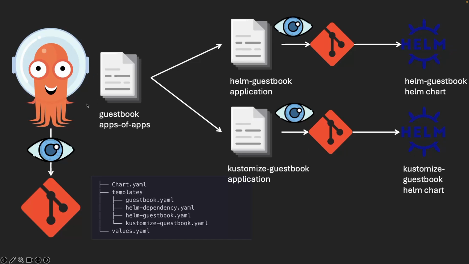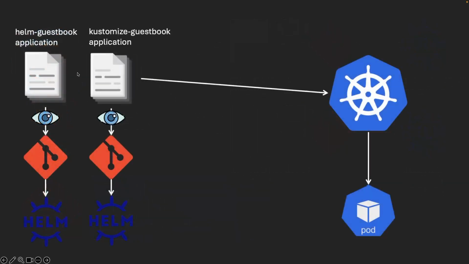It's just observers that monitor the difference between the desired state in the Git repository and the live state in Kubernetes clusters. And these apps of apps monitor the definitions of these applications. So I think it's clear. And after that, Helm guestbook application and customized guestbook application just spawn resources and objects in the Kubernetes cluster based on their manifests and based on their Git repos that they are monitoring.